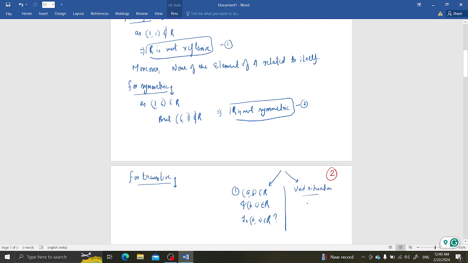In the void situation, as I told you, if (a, b) belongs to R and there is no other element in R which starts with b and ends with some other element, then we say that relation R is transitive.